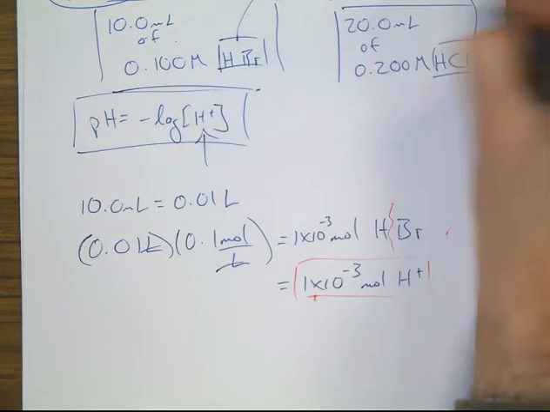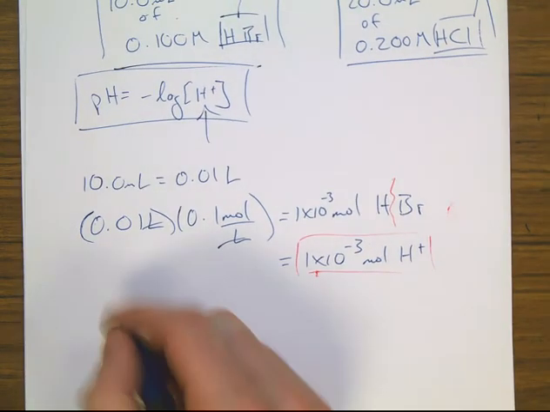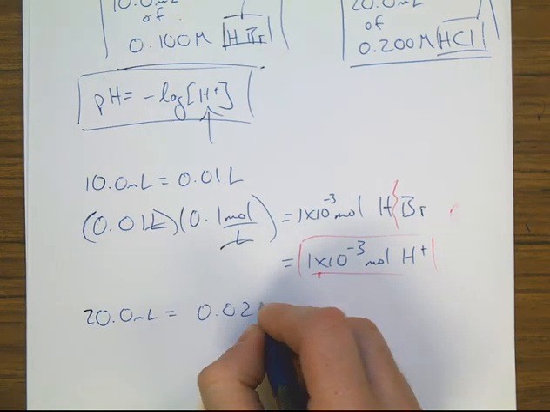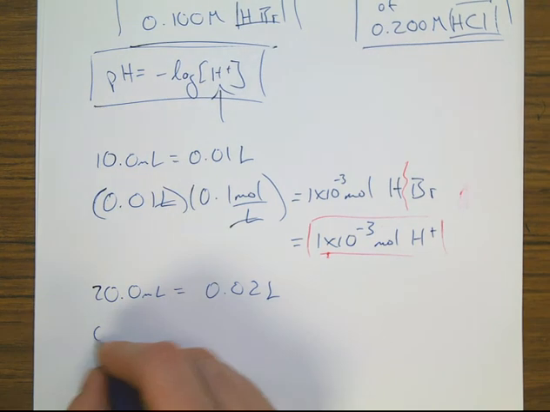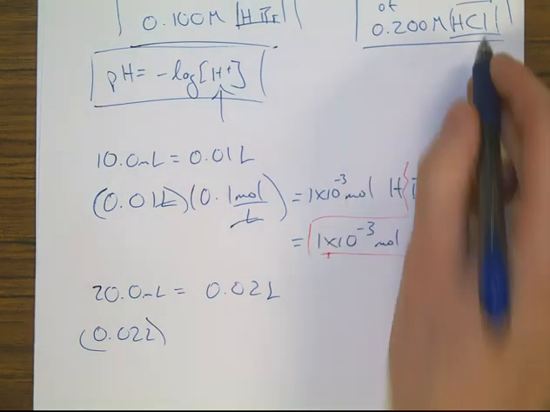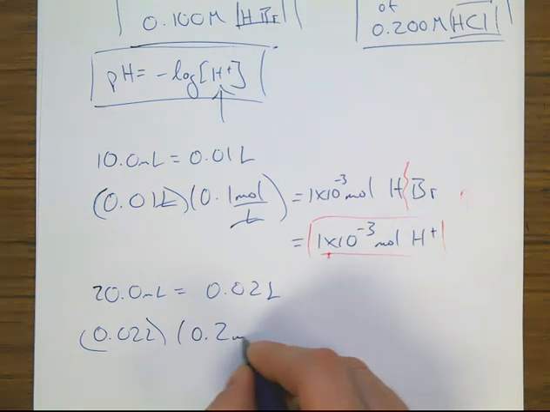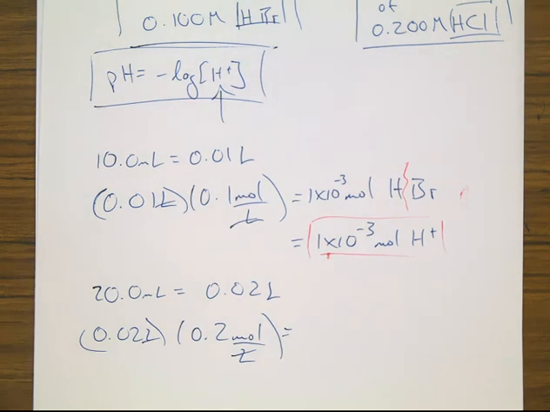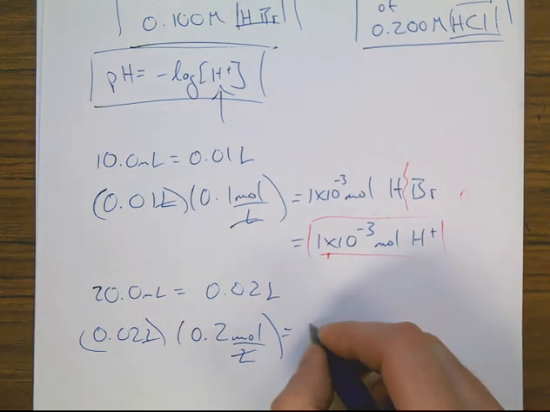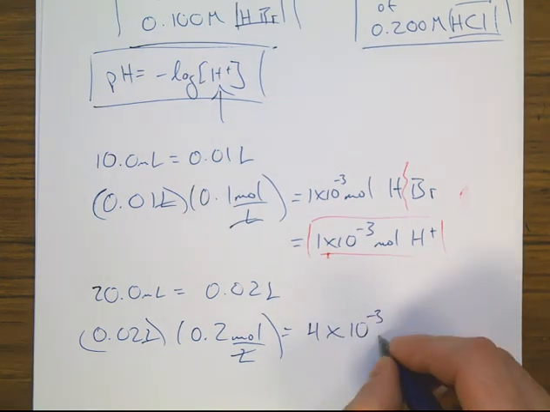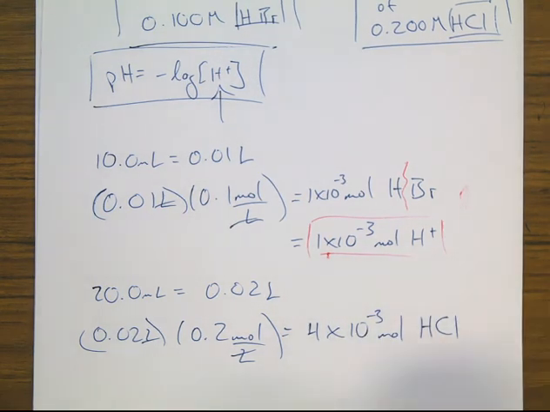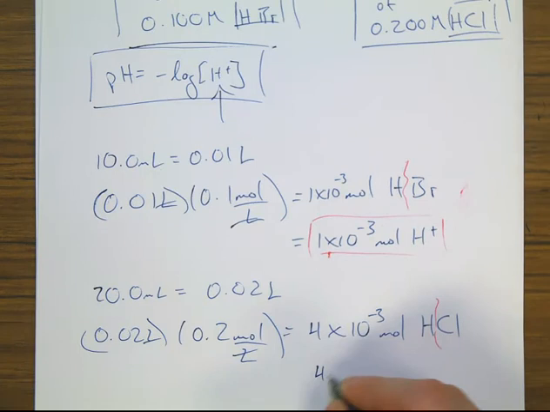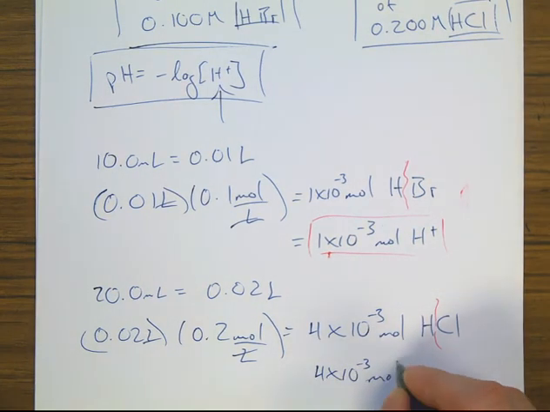Let's talk about the second solution that I'm mixing together. The second solution, I begin with 20.0 milliliters, which is the same as 0.02 liters. Do the same math I did on the previous one, so it's going to be 0.02 liters times the molarity, which, don't forget, is going to be moles per liter, so your liters cancel out when you do the math, and you end up with, when you do 0.02 times 0.2, 4 times 10 to the negative third moles of HCl. And don't forget, because it's hydrochloric acid, it's a strong acid, it fully ionizes, so you actually have 4 times 10 to the negative third moles of hydrogen ions.